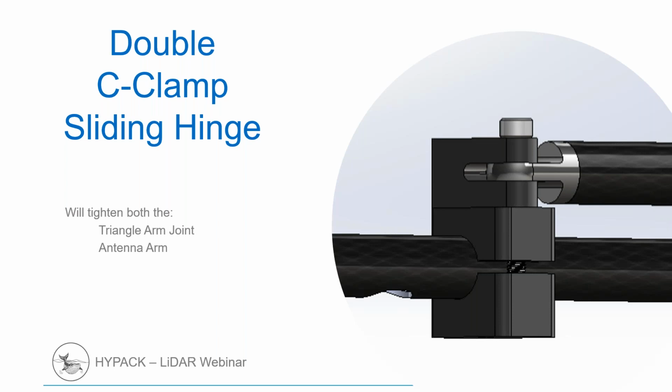So some of the improvements over the last year of building the LiDAR units, we've changed to a double C-clamp sliding hinge on those arms. When we talk about the arms, on the top of that hinge, you'll notice is an Allen wrench screw. That screw allows us to tighten this clamp down in place and provide more rigidity to those GPS arms. When you put it on a boat or you put it on a drone, sometimes you'll get some vibration in the antenna arms. So there's a triangle arm joint.